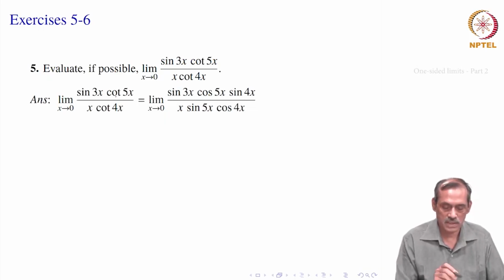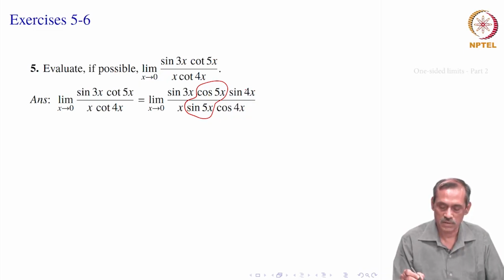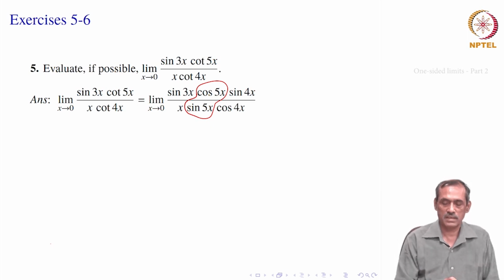So, sin 3x times cot 5x divided by x times cot 4x, we can convert it to all sin and cos. That gives sin 3x as it is, cot 5x we write as cos 5x divided by sin 5x, and on the denominator we have cot 4x, which is cos 4x on the denominator, and the numerator goes sin 4x. So, that is what it looks like.